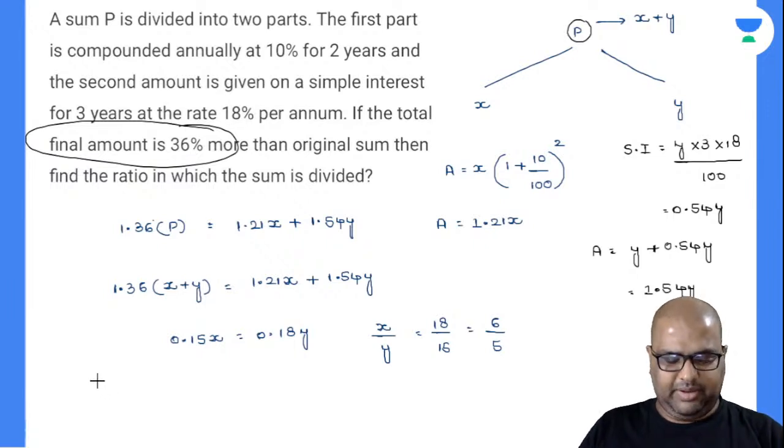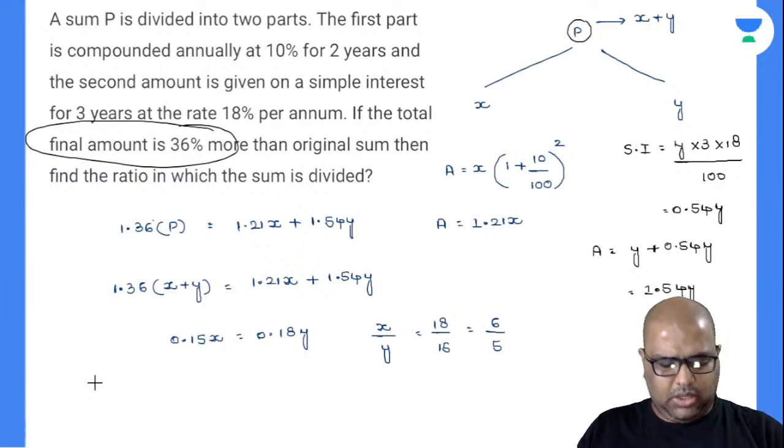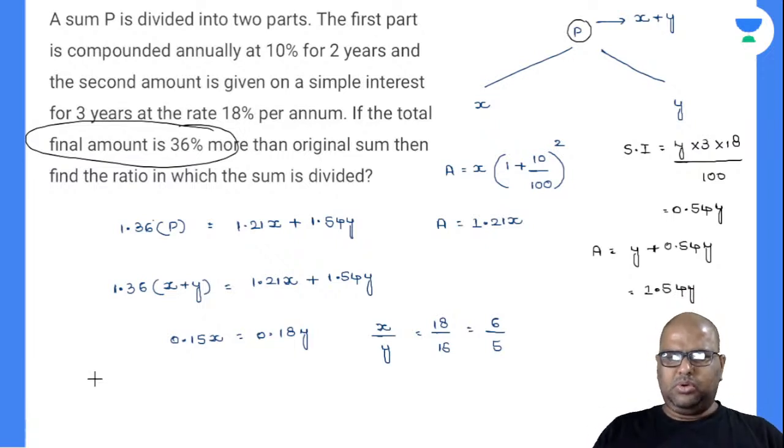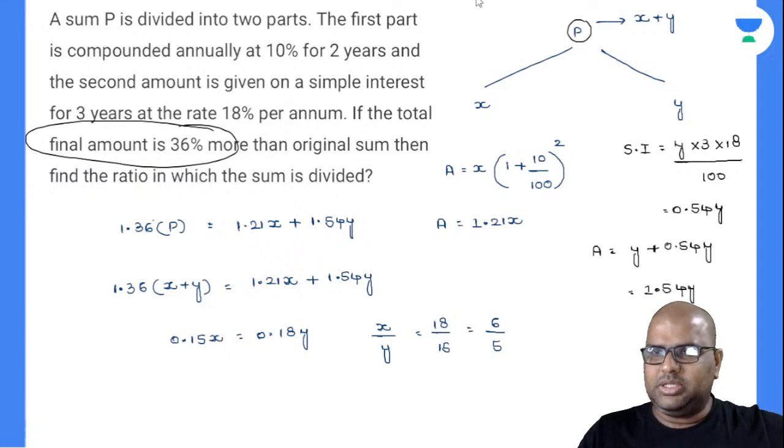Ratio is 6:5. Sir, you wrote it as a normal equation method, and what is the difference there? So I'll show you the technique to solve this question. Now see here, I'll solve this with the alligation rule.